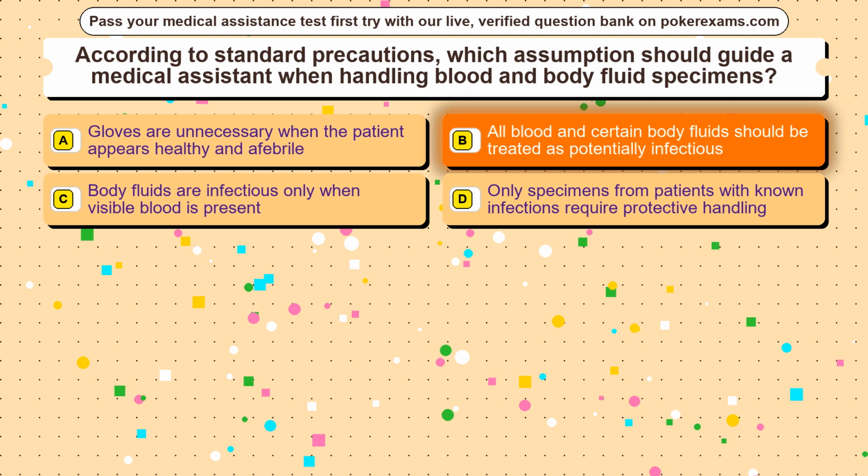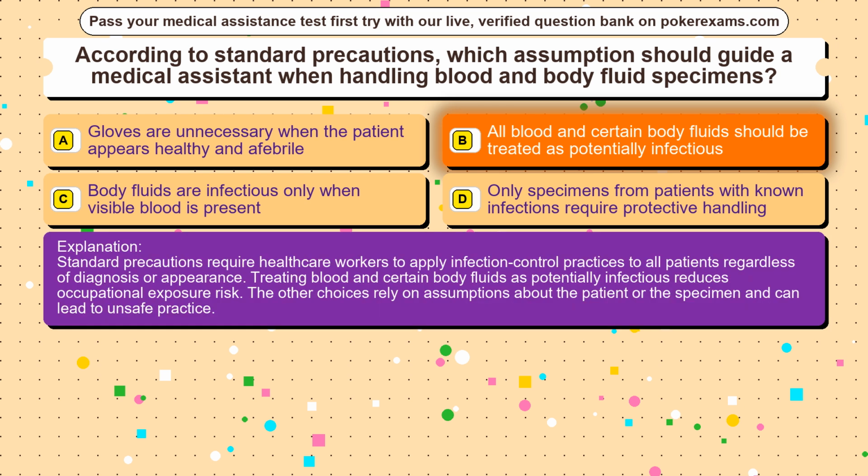The correct answer is option B. All blood and certain body fluids should be treated as potentially infectious. Standard precautions require healthcare workers to apply infection control practices to all patients regardless of diagnosis or appearance. Treating blood and certain body fluids as potentially infectious reduces occupational exposure risk. The other choices rely on assumptions about the patient or the specimen and can lead to unsafe practice.